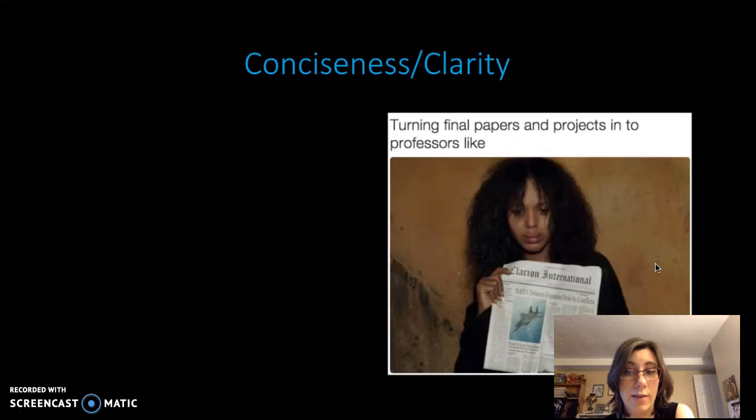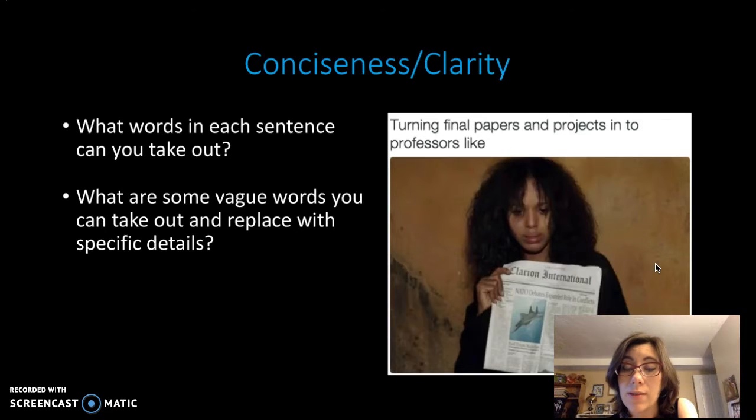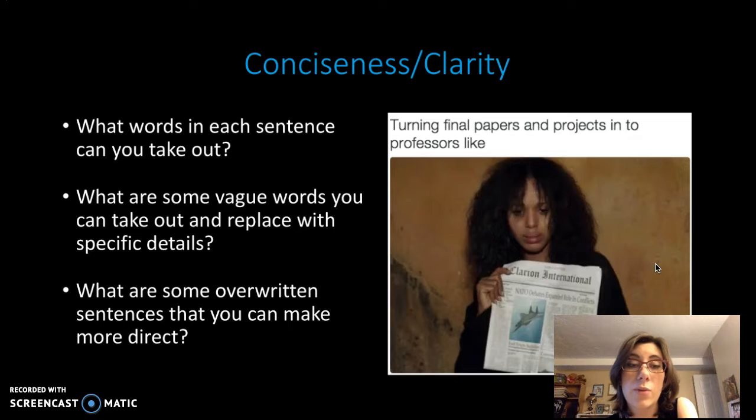After you've done that and you're happy with your formatting and your organization, then look at each individual sentence to make sure it's clear and concise. Look at the sentence. What words in each sentence can you take out? What are vague words that you should replace with more specific details? And what are some overwritten sentences, or sentences that have too many words in them or are too flowery, that you can make more direct, okay? You don't want to circle around the topic in professional writing. You want to get right to the point. Make it direct.